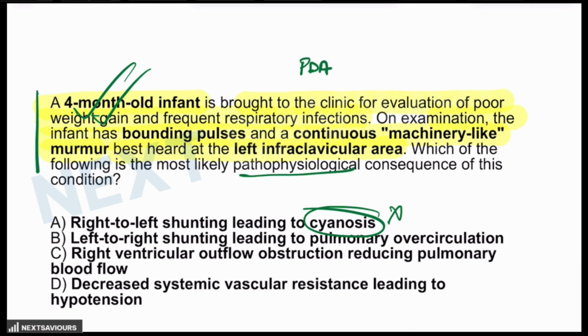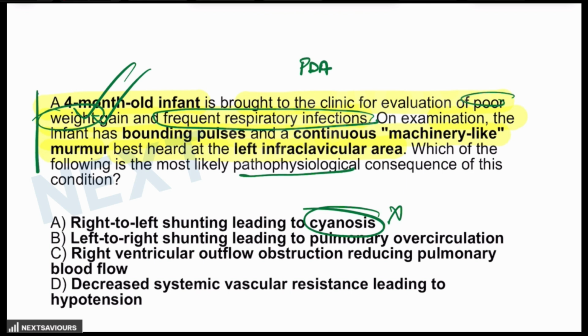Second, if you go with option number two, the pulmonary blood flow in case of PDA: the blood flows from the high pressure aorta to the low pressure pulmonary artery. That means left to right shunting is seen in case of PDA. This increases the pulmonary blood flow, causing pulmonary congestion and volume overload. So classically, it manifests as frequent respiratory infections, poor weight gain, and signs of heart failure.